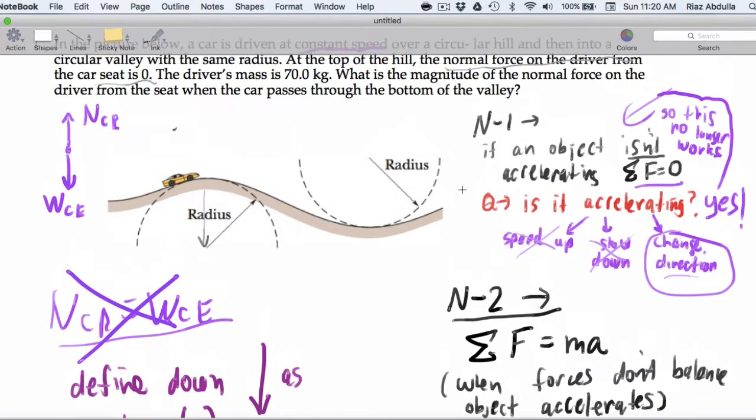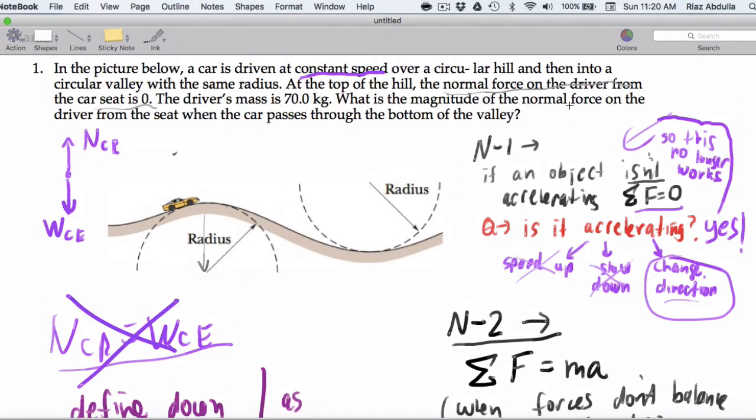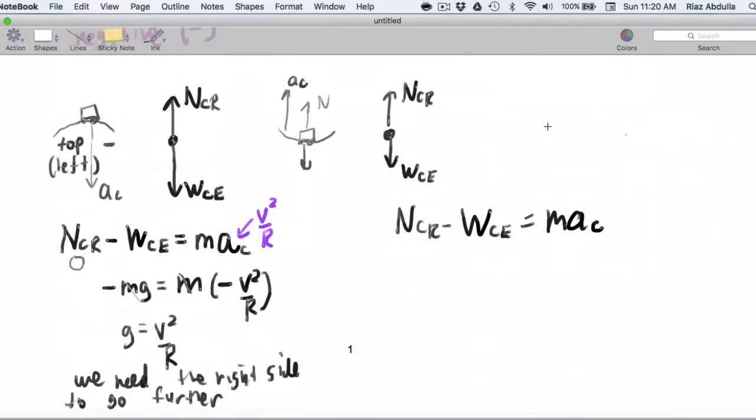Now at the bottom of the hill, we're told the normal force is not 0. So let's just see where this goes. So we have the normal on the car minus mg equals m. But now we have a positive acceleration upwards because the direction of the acceleration when you're moving in a circle is towards the center. Now what can we conclude?